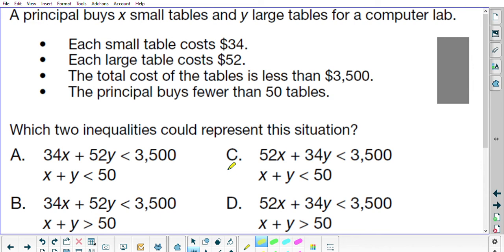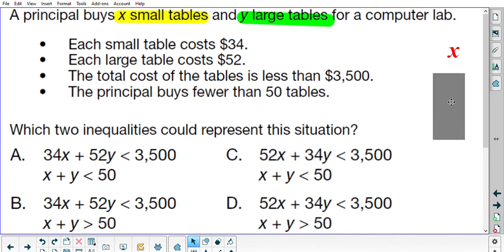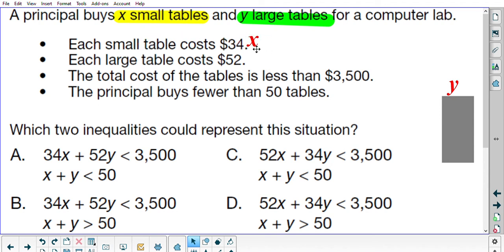All right. Something I would definitely want to point out is that the number of small tables is called X. The number of large tables is called Y. So one thing right away I'm going to do is remind myself that when it says each small table costs $34, we're talking about the X's. When it says each large table costs $52, we're talking about the Y's.